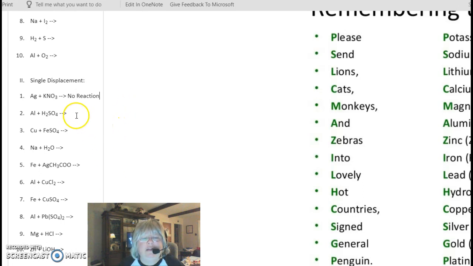Now, let's take a look at this next one. Aluminum plus H2SO4. Aluminum is over here. Aluminum is kind of in the middle, but it's still a lot higher than hydrogen. So, aluminum is going to be able to kick hydrogen out of that compound. Now, aluminum, we remember, is +3. That was one of the ones you had to memorize. SO4 is -2.